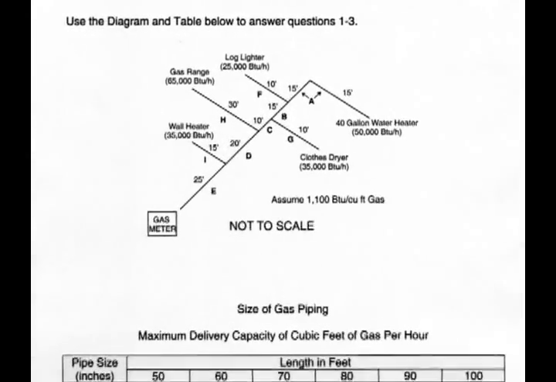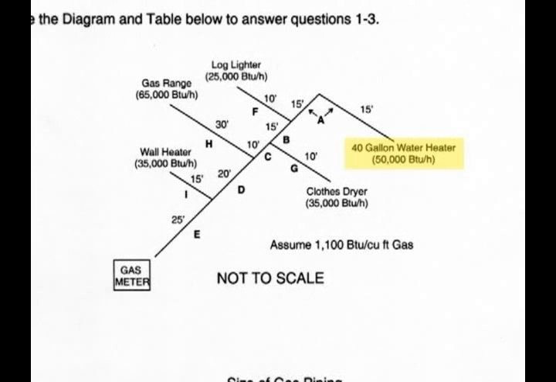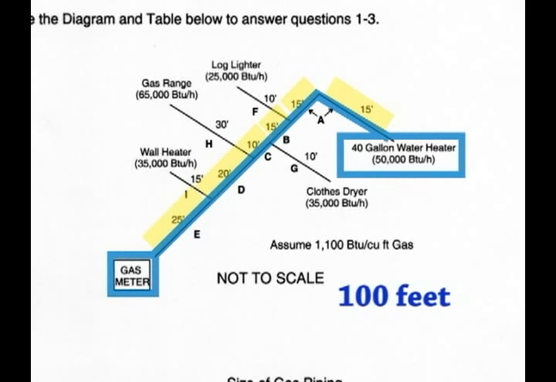In the diagram, we see that A pipe serves only the 40-gallon hot water heater, which has 50,000 BTU. So that's one of the first things we know. How many appliances does it serve? In this situation, it's just one. And what is the length of pipe to that appliance? So we add up 25 and 20 and 10 and 15 and 15 and 15, and we come up with a total of 100 feet from the gas meter to the hot water heater.